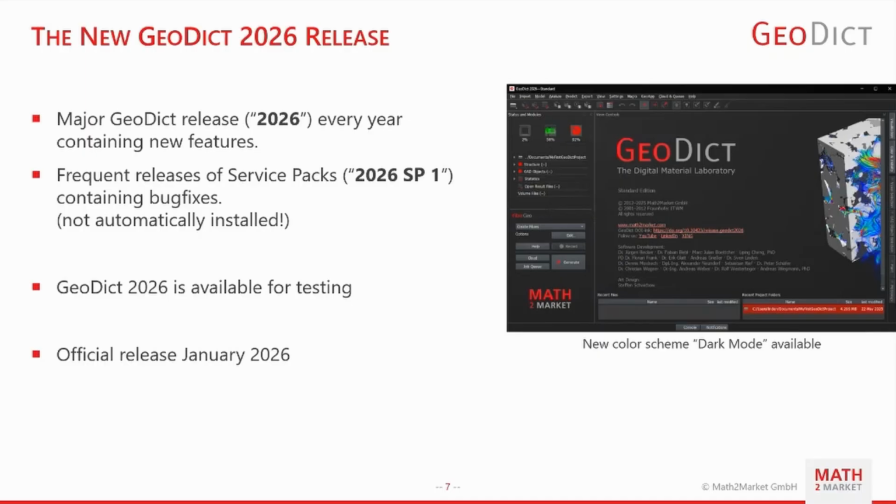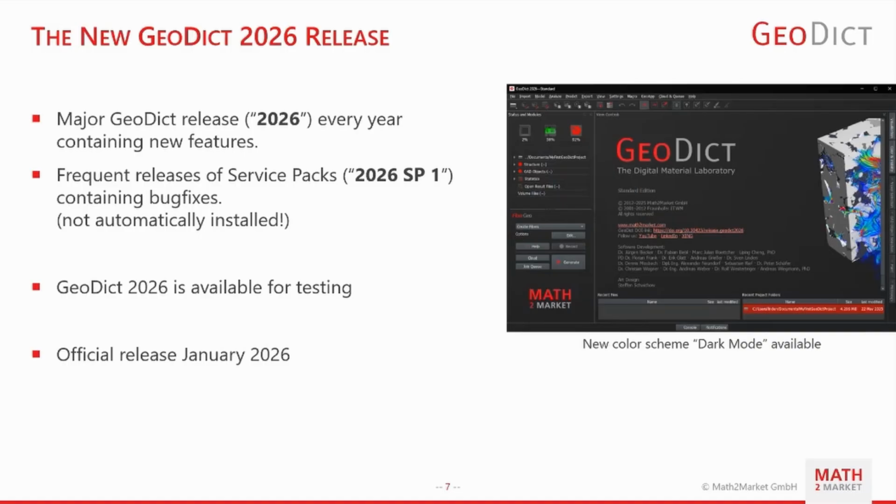So we have now finished the new major GeoDict release. So this happens annually, and we name the version after the year in which the software is distributed. So this new version now is called the 2026 version. The new version is ready now and available for testing. And the official release will be in the beginning of January.